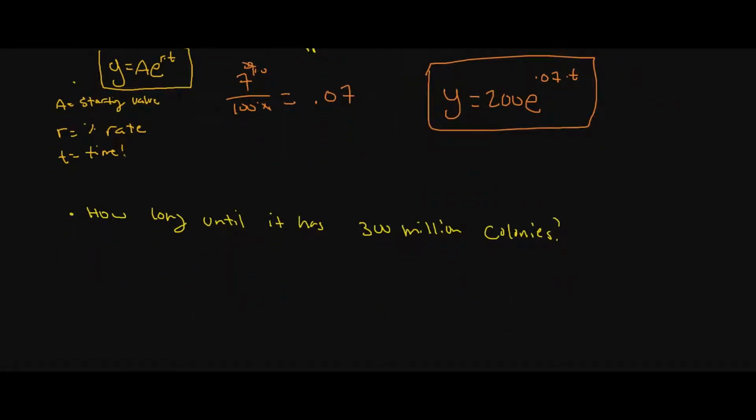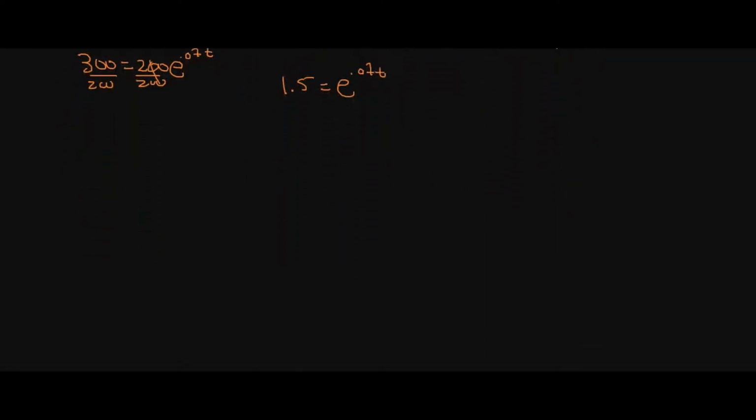So how long until it has 300 colonies? Well, that's going to represent my y value. So 300 is equal to 200 e to the 0.07t. And now we just continue. We divide both sides by 200. 300 divided by 200 is 1.5, which is equal to e to the 0.07 times t. Well, to solve this problem, we can take ln of both sides, like we have been. Let's convert this to its natural log form, its inverse form.